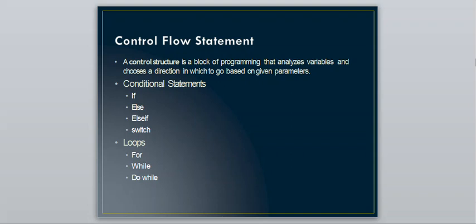And the second control flow statement is loops. We know there are three types of loop: for, while, do while. All these topics or statements will be explained further. Okay, we will start from the if statement.